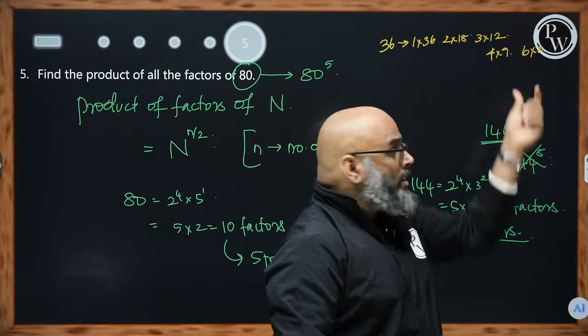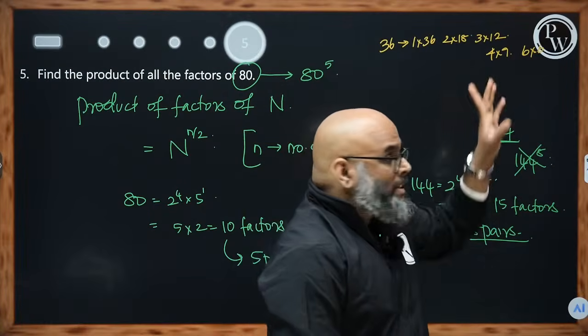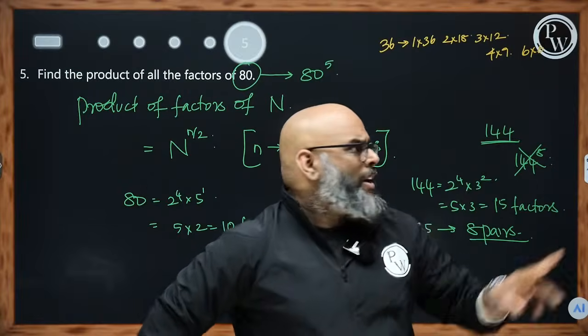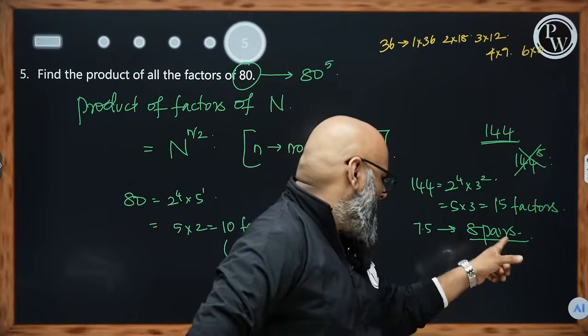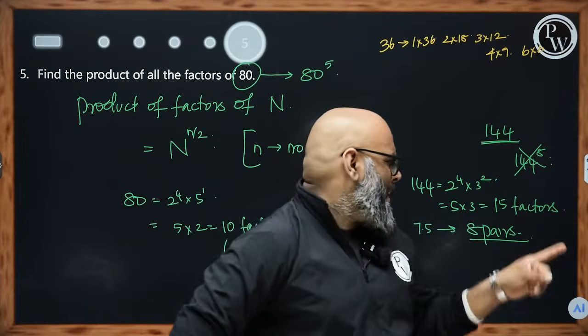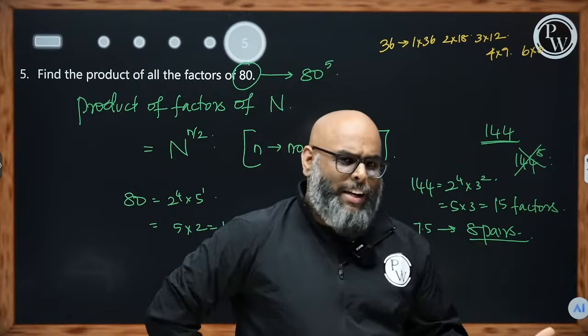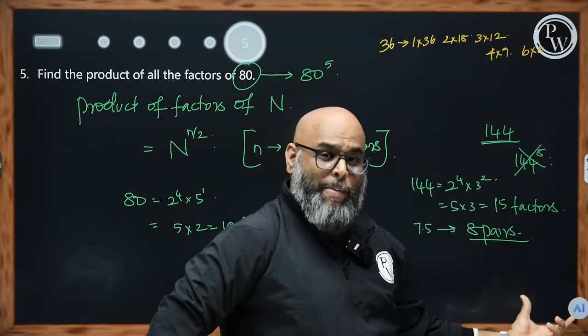Can you take this pair? No. You can take only the 6. You cannot take the other 6. You took another 12 here. That's why 144 power 8 is incorrect. So let's see what the right answer is with 36.